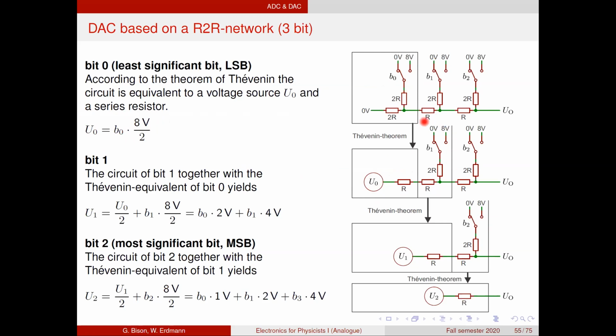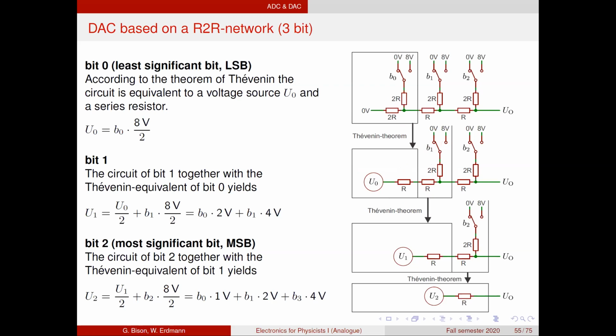Now, the next step of this circuit is made in a way that we have again 1R, and these 2 R's together combine to be 2R. And so what we had here repeats. So we have 2R connected to this voltage, and then again a 2R resistor that connects us either to ground or to 8 volts.